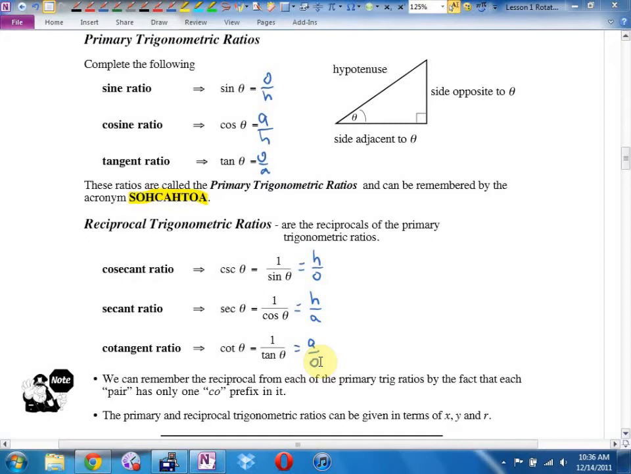Okay? So you can remember it, each pair. Oh, come on. Come on. Each pair has only one co in it.